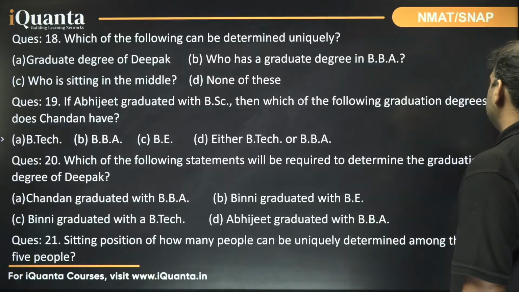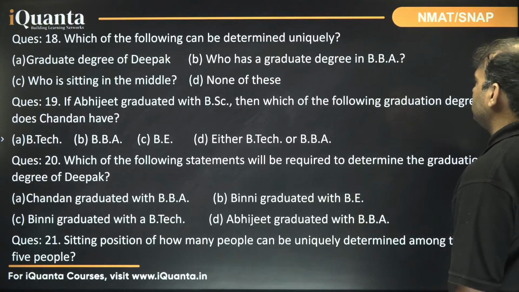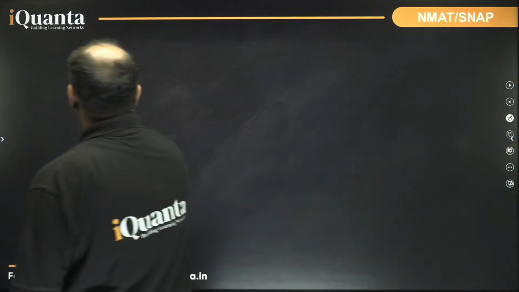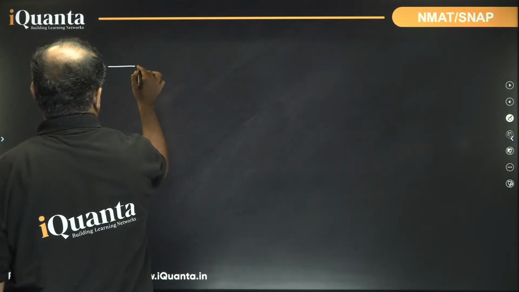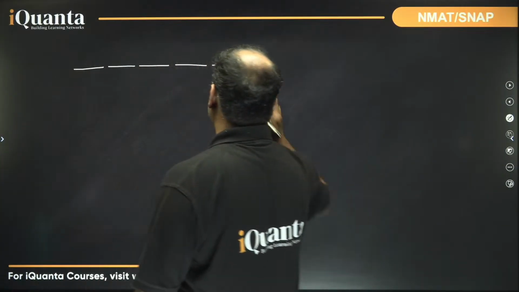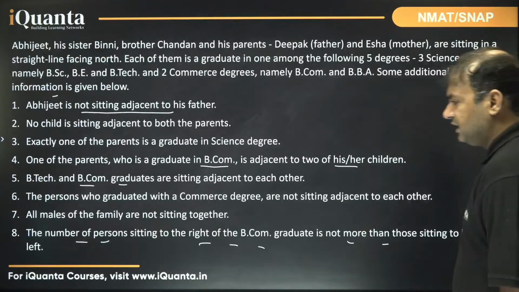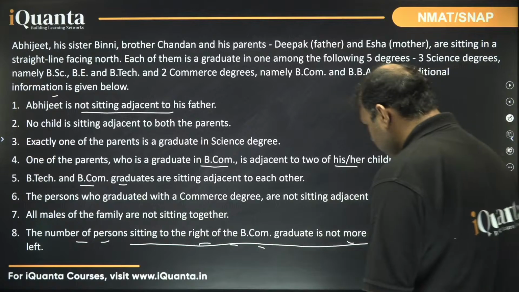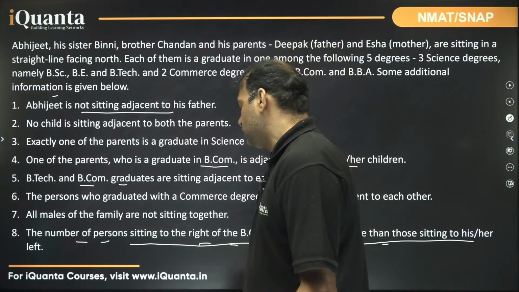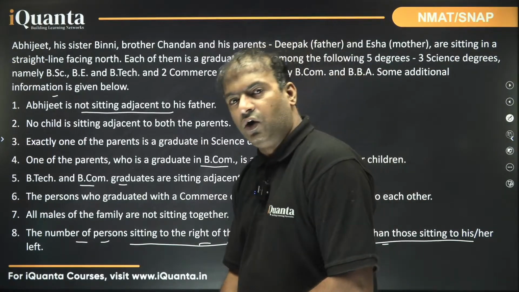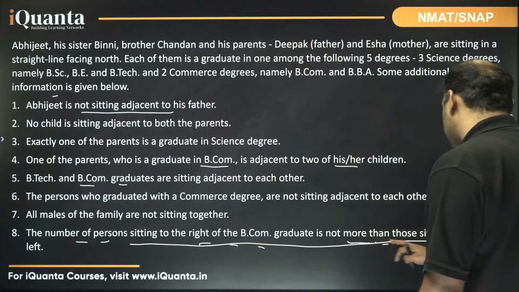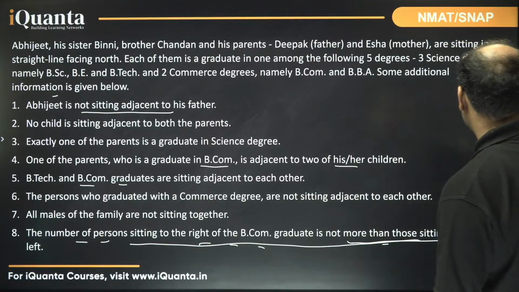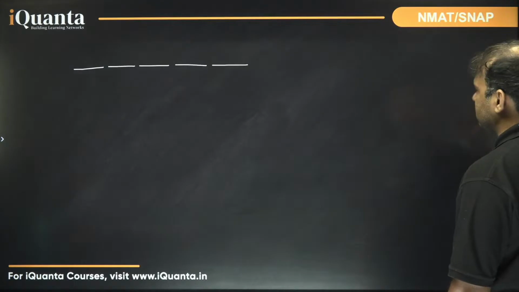Okay, guys. Remember, we have 5 people, right? I'm going to start with the BCom person. I will again show you that point. The last point is where they are saying that the number of persons sitting to the right of BCom is not more than sitting to his or her left. Not more than means equal to or less than, right? So to the right should be equal to or less than to the left, right?